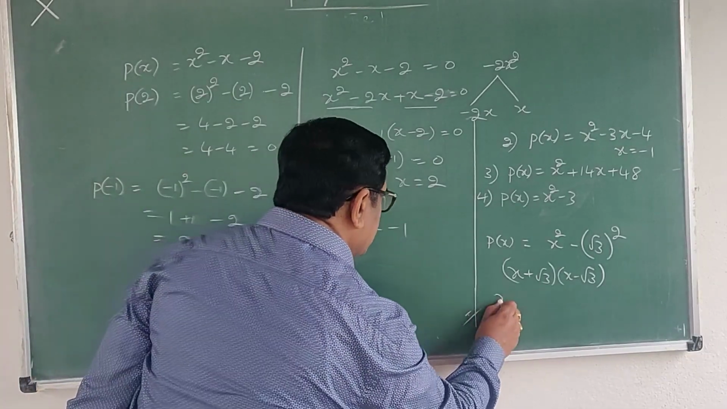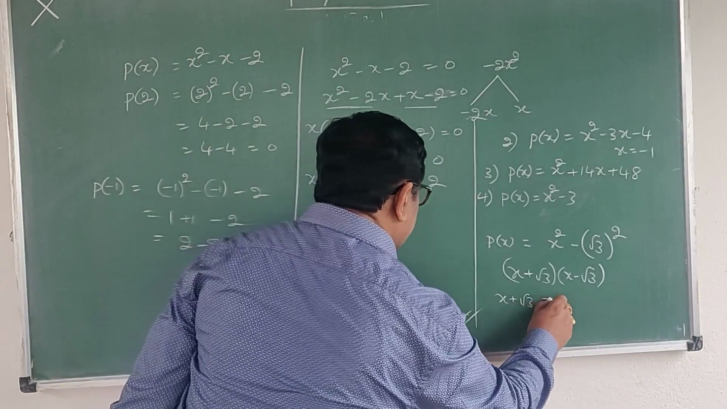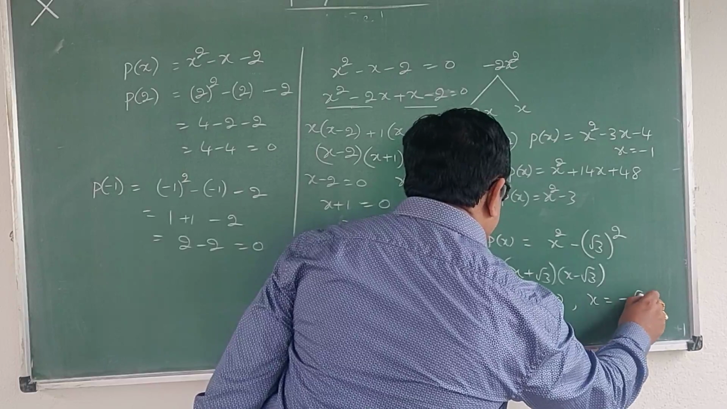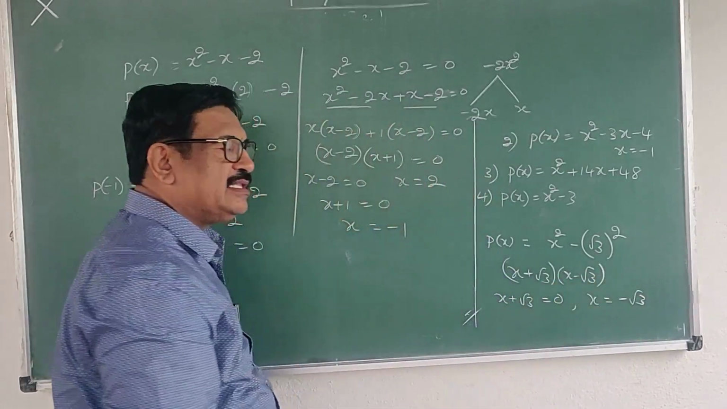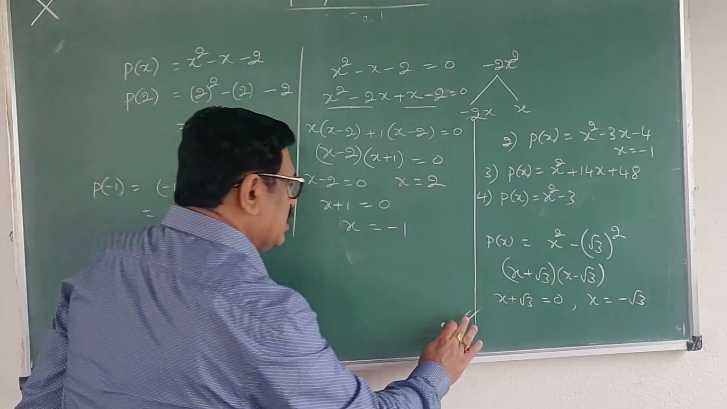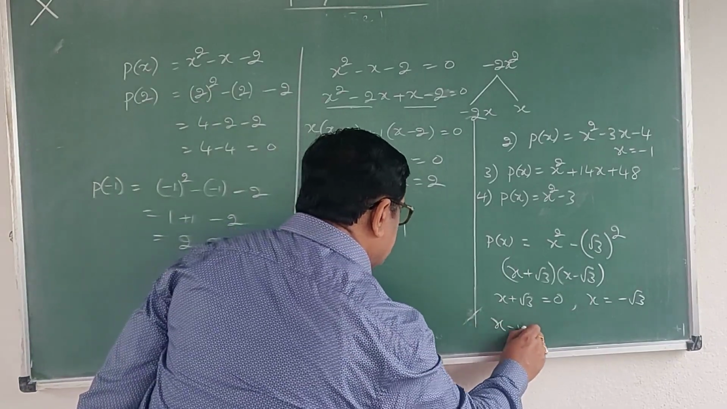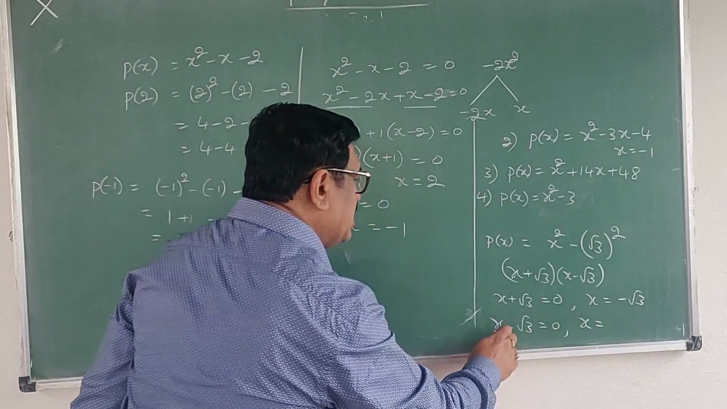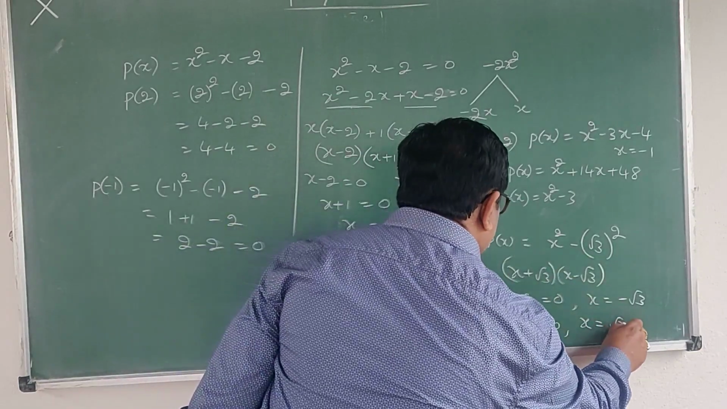Equate each factor to 0. X plus root 3 is equal to 0. Then we get x is equal to minus root 3, as plus root 3 goes to the other side as minus root 3. Similarly, x minus root 3 is also equated to 0. So x is equal to plus root 3, as minus root 3 goes to the other side as plus root 3.